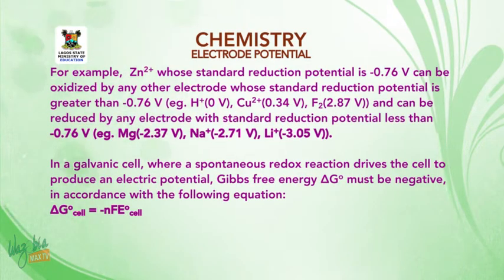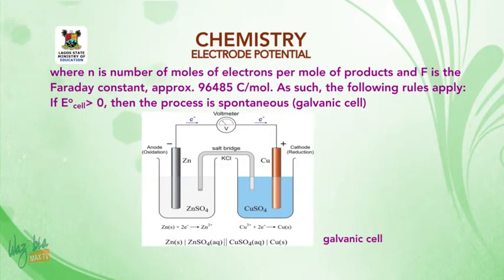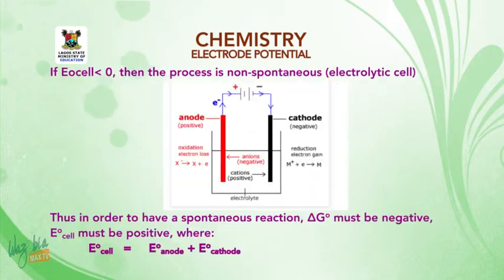Now, in a galvanic cell, where a spontaneous redox reaction drives the cell to produce an electric potential, the Gibbs free energy, that is delta G naught, must be negative in accordance with the following equation: delta G cell equals minus nFE, where n is the number of moles of electrons per mole of product and F is the Faraday constant, which is approximately 96485. As such, the following rules apply: if E cell is greater than zero, then the process is spontaneous, that is a galvanic cell. If the E cell is less than zero, then the process is not spontaneous, which is an electrolytic cell.